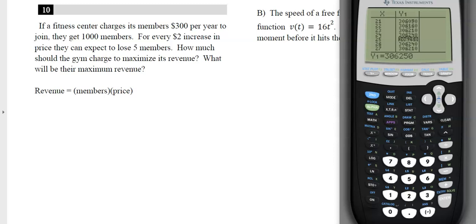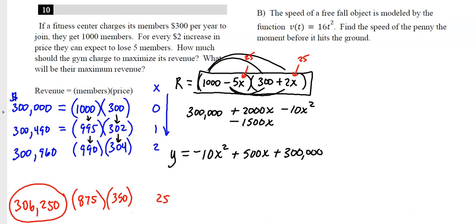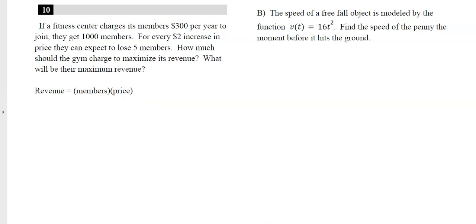So did we answer the questions? How much did the gym charge to maximize its revenue? $350. What will be the max? $306,250. All right. Let's get rid of this. Clear this out. And I think we got one more problem to go.